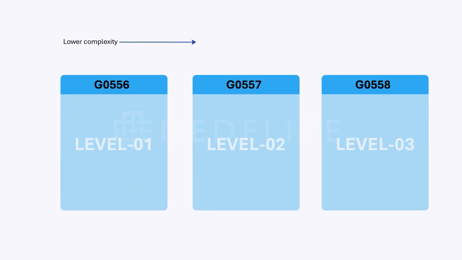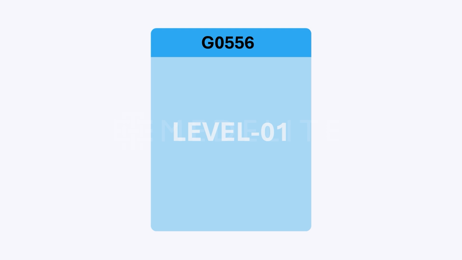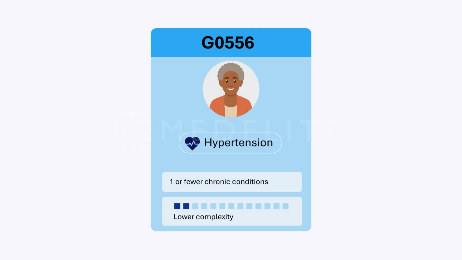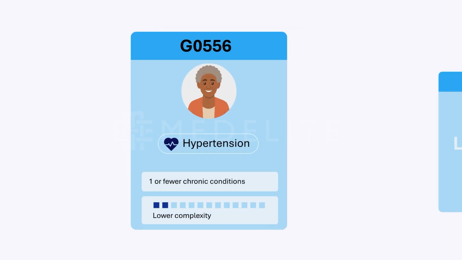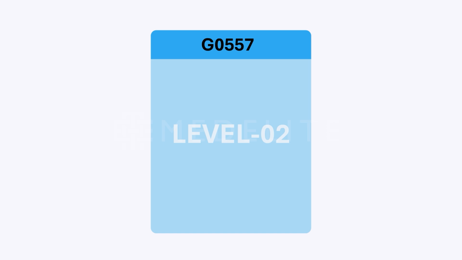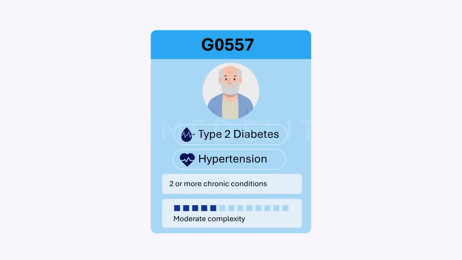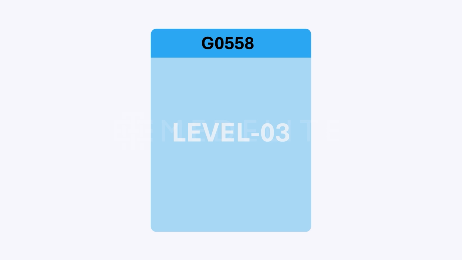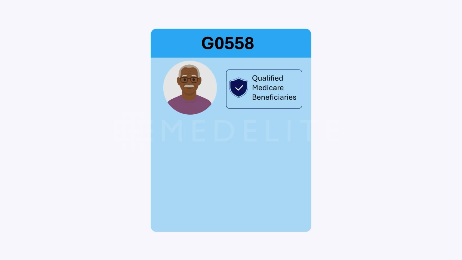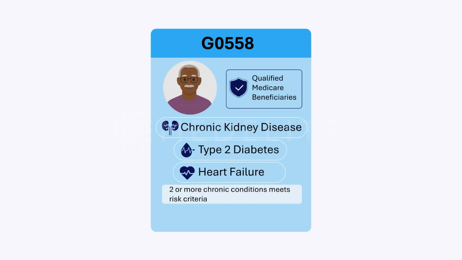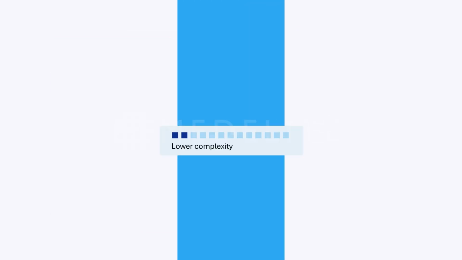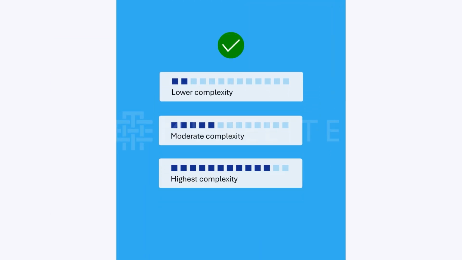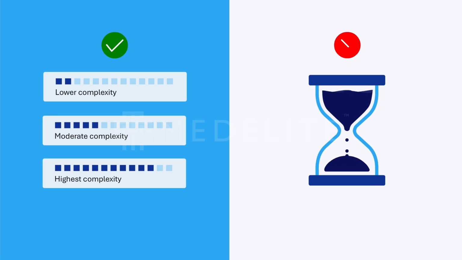APCM has 3 billing levels based on patient complexity. G0556, Level 1, is for patients with 1 or fewer chronic conditions. G0557, Level 2, is for patients with 2 or more chronic conditions. G0558, Level 3, is for qualified Medicare beneficiaries who have 2 or more chronic conditions and meet the risk criteria. The level is determined by the number and complexity of conditions, not by time spent.